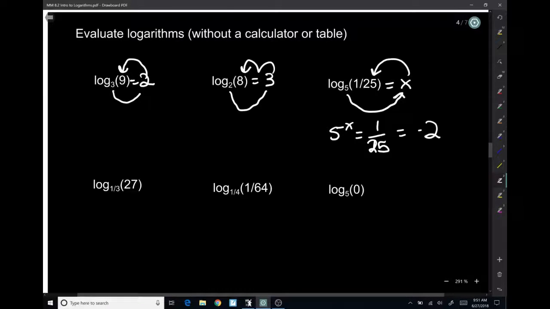Oh, it's negative 2. 5 to the negative 2 is 1 over 25. So 1/3 to what power is 27? That power is negative 3. There's a nice little trick.